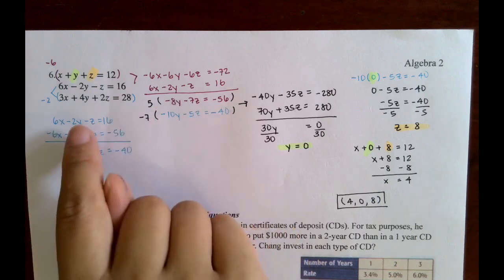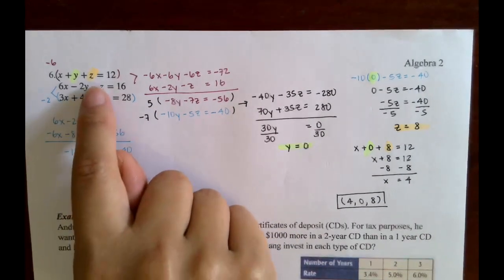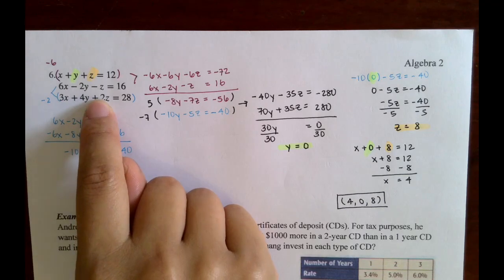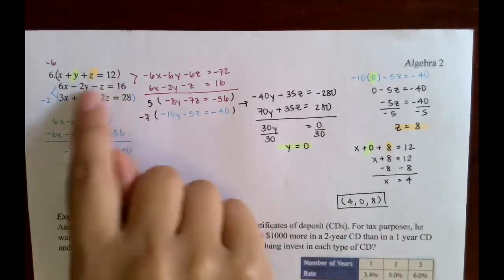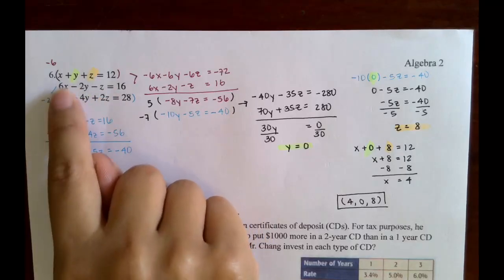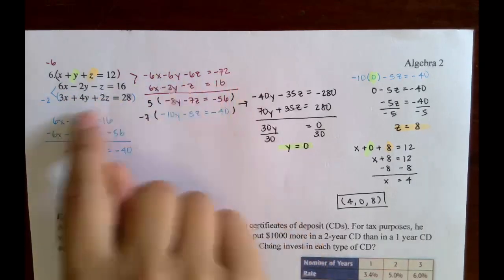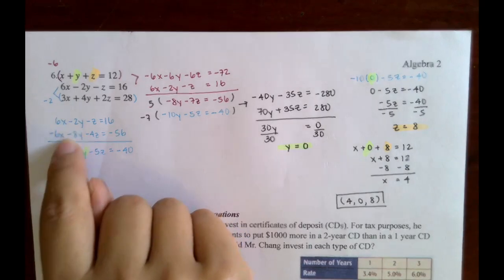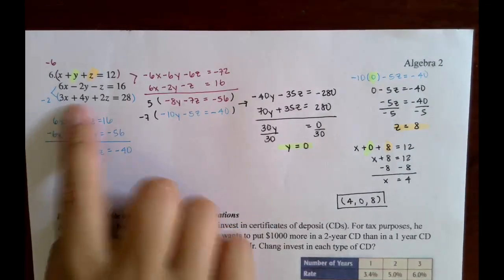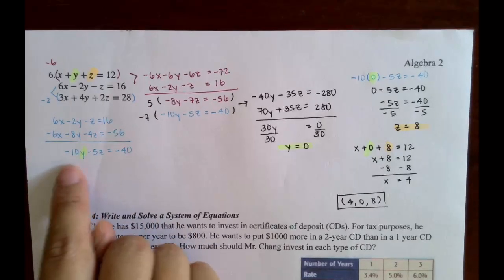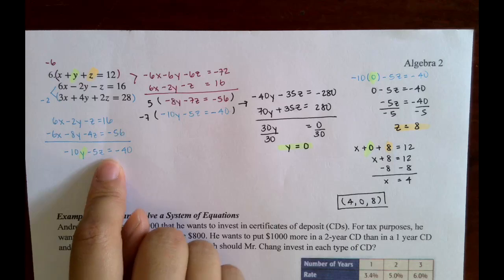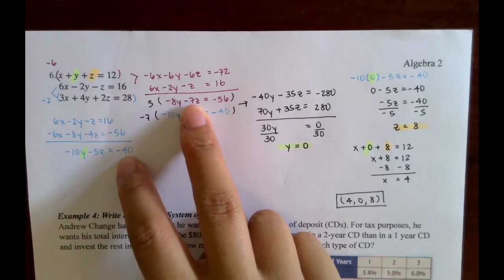Then for the other ones, I chose the second and third. I didn't have to. I could have chosen the first and the third. But I chose the second and the third. And again, since I got rid of x's in this one, I'm getting rid of x's again here. So I did 6 and negative 6 again. So I multiplied the bottom one by negative 2. That resulted in negative 10y minus 5z equals negative 40. Now it just becomes two equations.